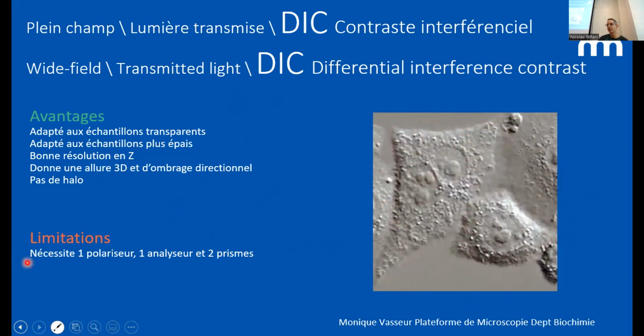The limitation is that it's a bit more complex to use because you need a polarizer, analyzer, and two prisms. And you have to adjust the prisms in relation to each other to change the brightness and the shadows that are here. So yeah, that's the example of bright field.